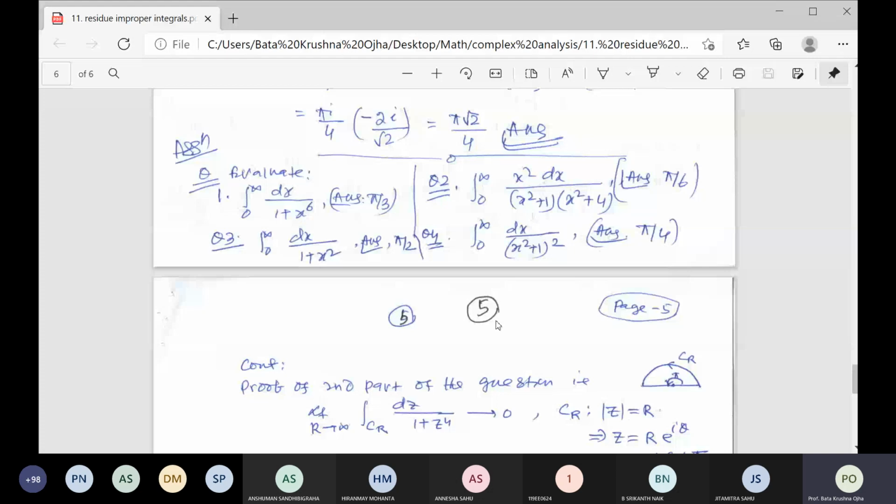Mod of z square plus 1 is greater than or equal to mod z square minus 1. If it is reciprocal, that is 1 by mod z square plus 1 is less than or equal to 1 by r square minus 1 whole square. And the numerator is pi r only. So dividing by r to the power 4, the numerator automatically goes to 0. So the second part tends to 0. That is the answer.